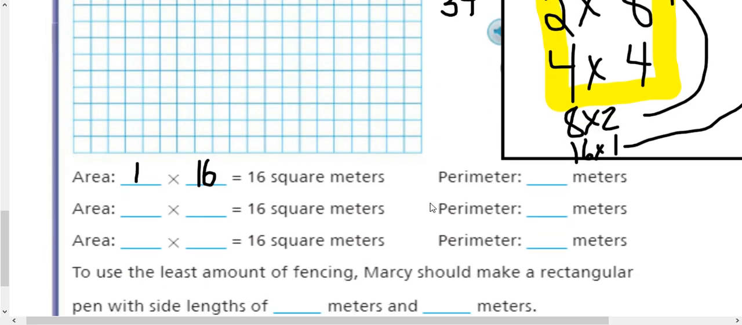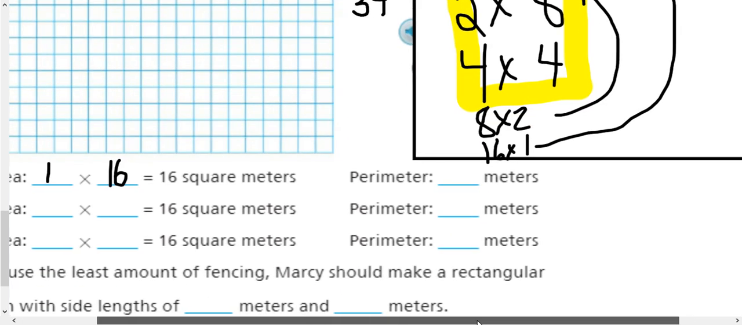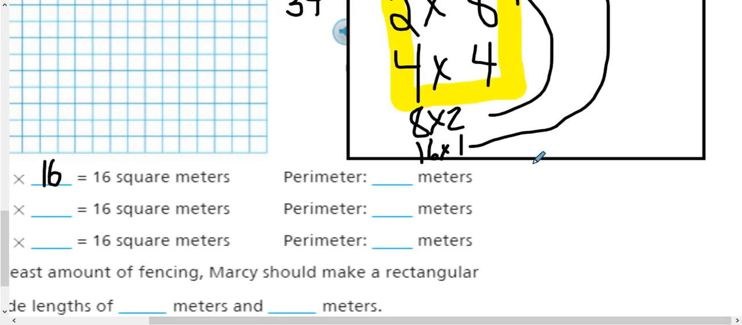Or, using one of the formulas that we discovered to find the perimeter, we can just take the two sides, right? So 1 plus 16, and then we are going to multiply that times 2, or just double it. So 1 plus 16, that's 17, and then double 17, and we would get 34.